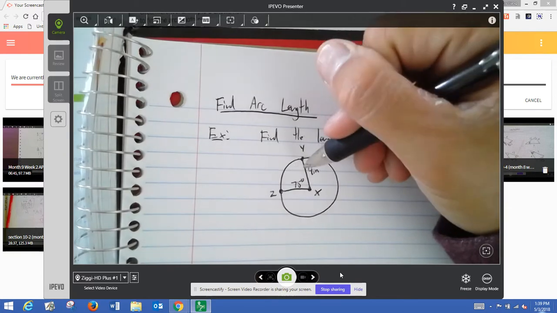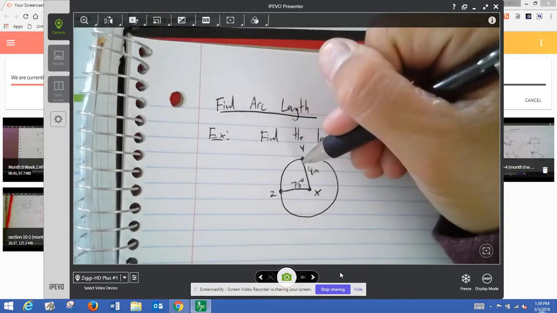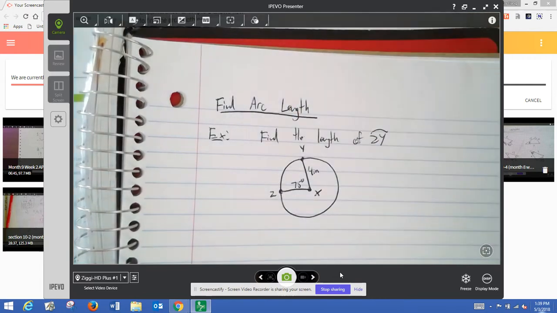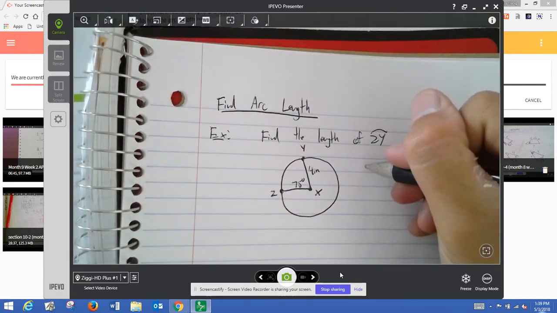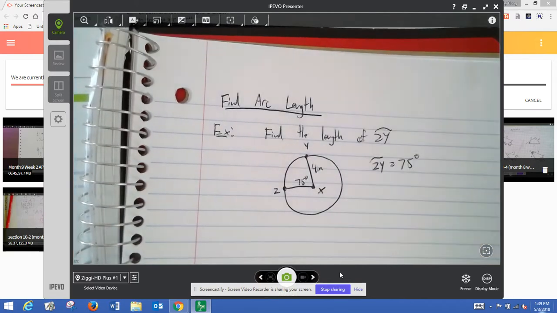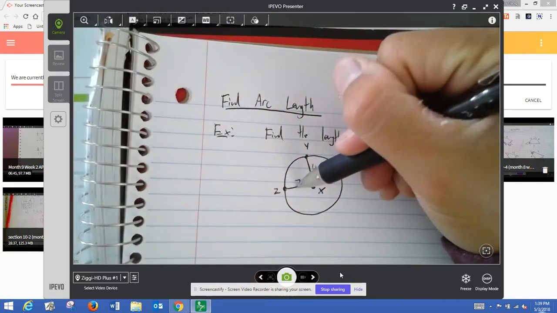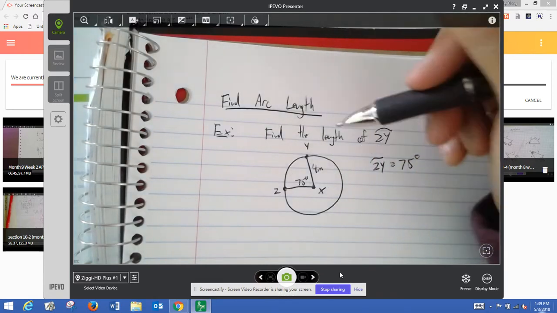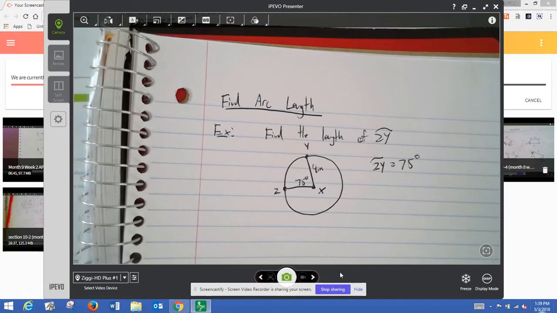What is the angle measure of the arc ZY? 75. We know that's 75, right? So we know that the arc ZY is equal to 75 degrees. This is 75 degrees in here, so that means that's 75 degrees out there. But how long is it with a ruler? Oh, man, I don't know, okay?